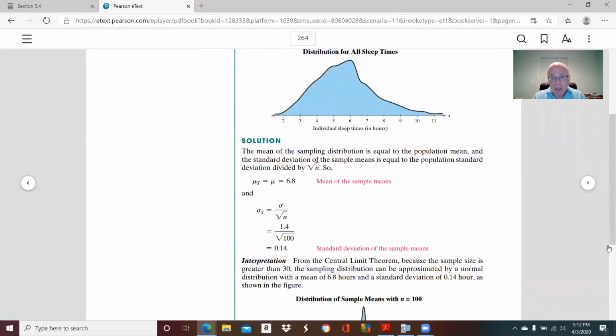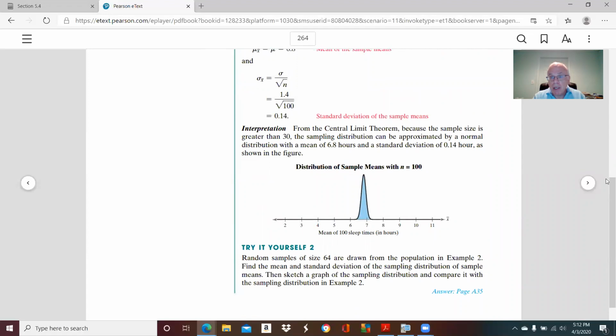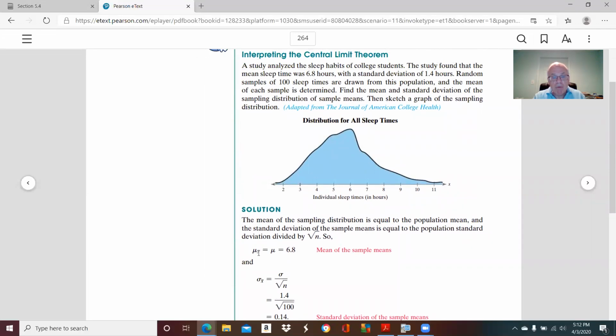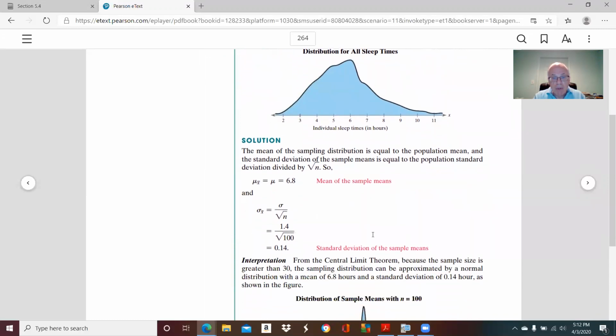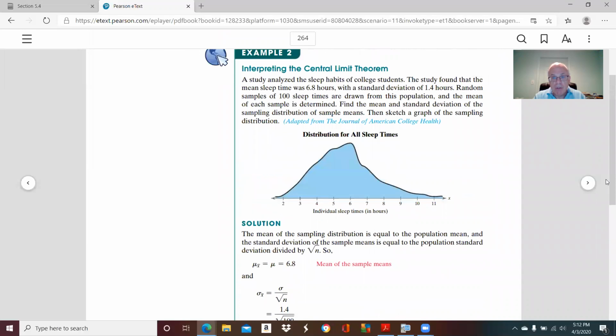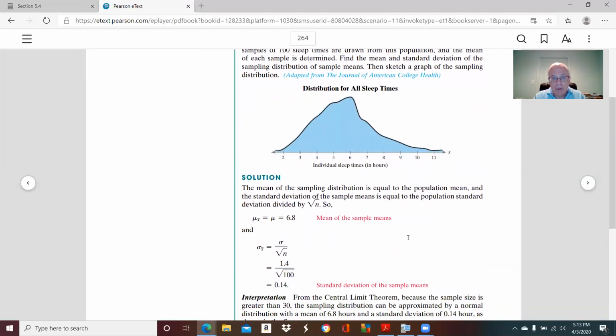Well, number one, we know that the mean of the sampling distribution of sample means is going to be equal to the mean of the population, which, as I showed you here, is 6.8. So we know what the mean of the sampling distribution of the x bars is: 6.8. The standard deviation of the sample means is going to be equal to the standard deviation of the population divided by the square root of n. Sigma is 1.4 hours. That's our numerator. And our sample size, as it says up here, is 100. That's our denominator, square root of 100. So 1.4 divided by the square root of 100 is 0.14. That's the standard deviation of the sampling distribution. We also call that the standard error.